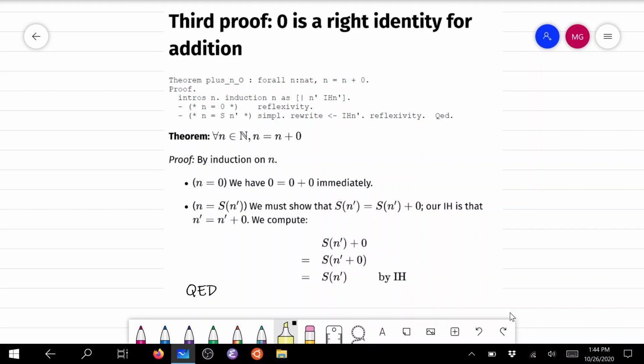Welcome back to proof 3 of 5 on day 20, this time talking about how 0 is a right identity for addition. So the usual drill, we've got the Coq proof here, we've got the informal proof here, and I'd like to just go through line by line comparing them.